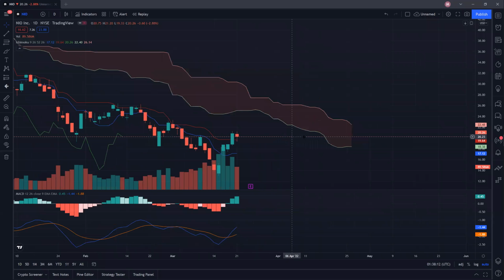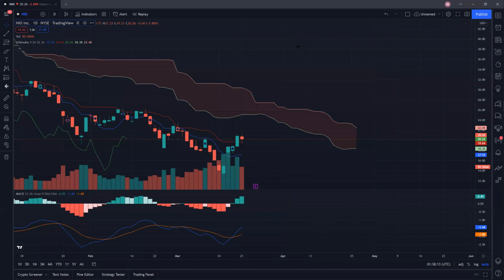So NIO, yesterday we did see a pullback, but even though it pulled back, you can see that this candle was not looking very bearish. In fact, it seems quite bullish. So you can see that buyers are actually supporting this particular counter. So that's a very good sign for investors.